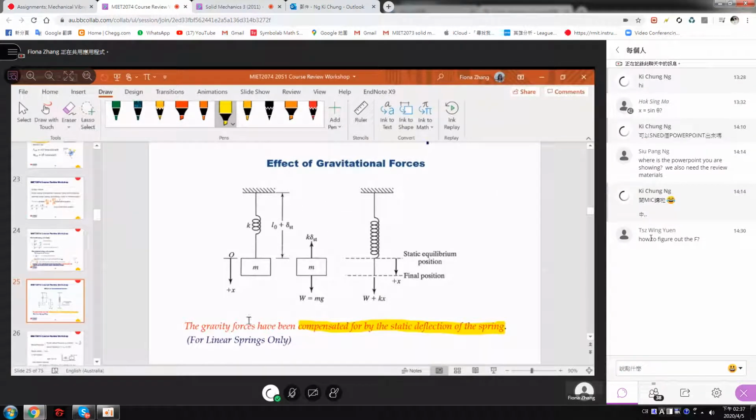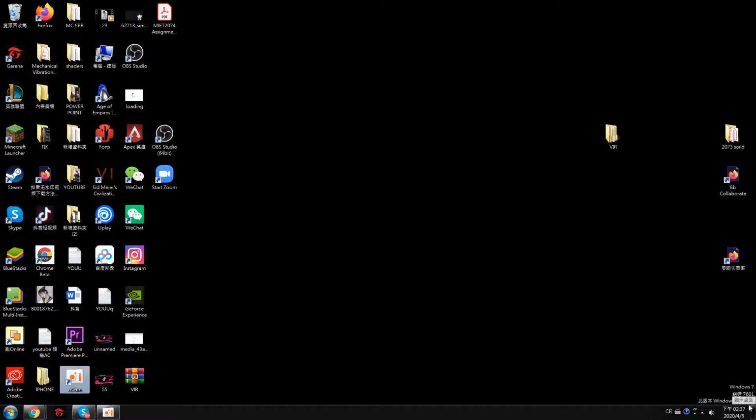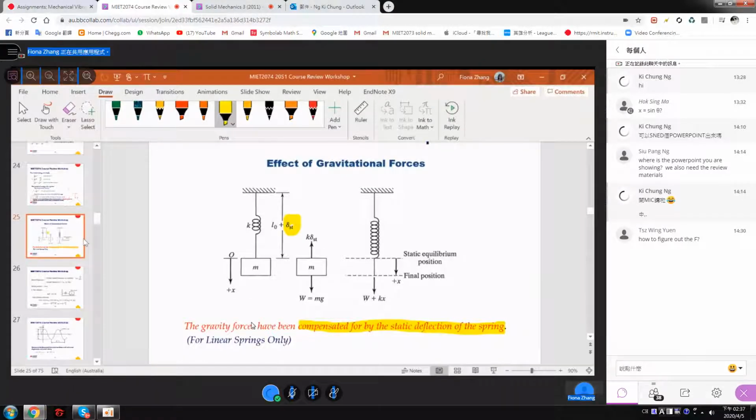If you have a mass hanging on a spring, when it's in the static equilibrium position, the spring is already stretched by delta st. The potential energy by mgh is compensated by the potential energy of the spring. So in many cases, if the mass is connected to the spring, you need not consider mgh. This is for linear springs only.